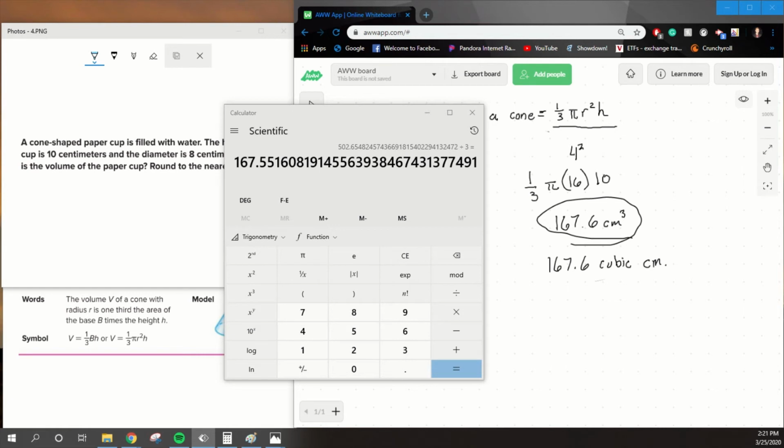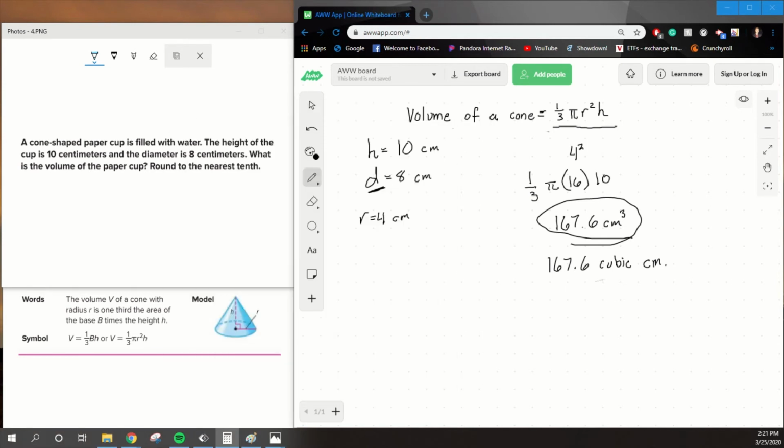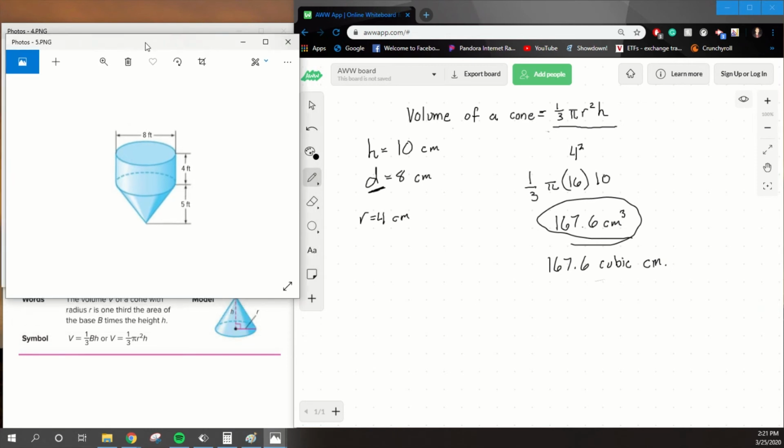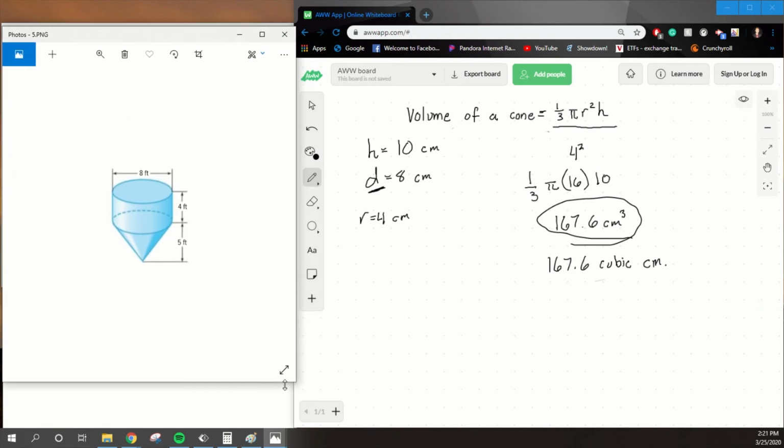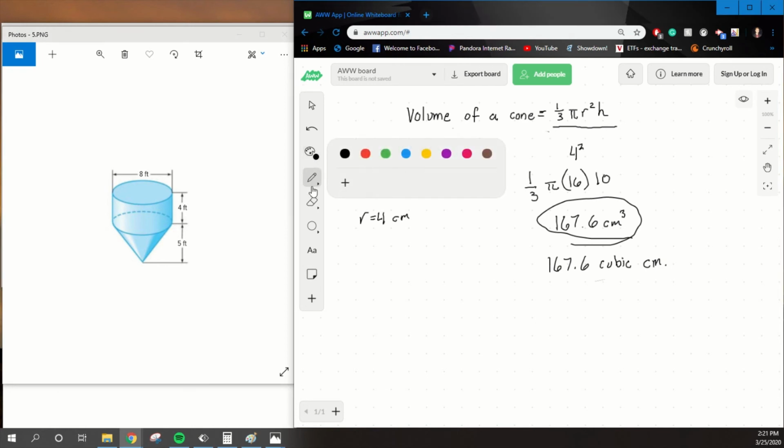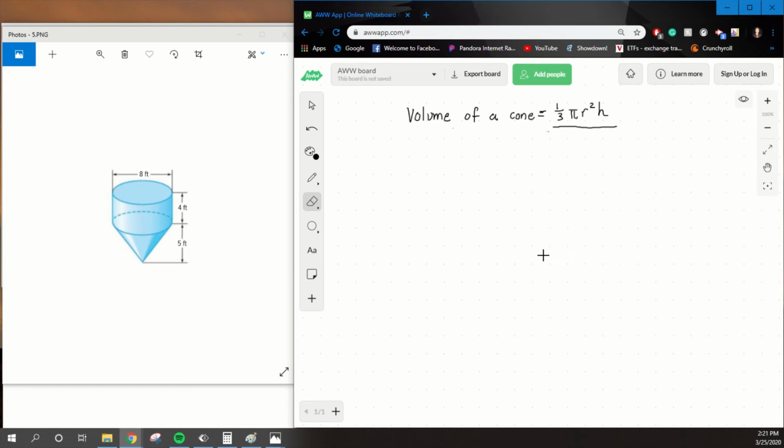So let's go ahead and see our last example, which brings back our composite shapes. So let's go ahead and do this problem. In this problem we have a cylinder and a cone. We need to find the volume of this entire shape. Do you remember how to find the volume of a cylinder? Does anyone remember?